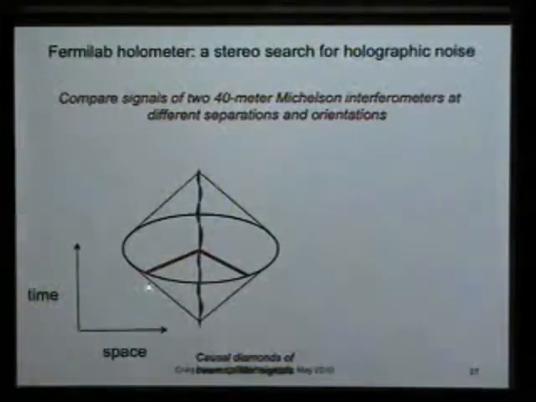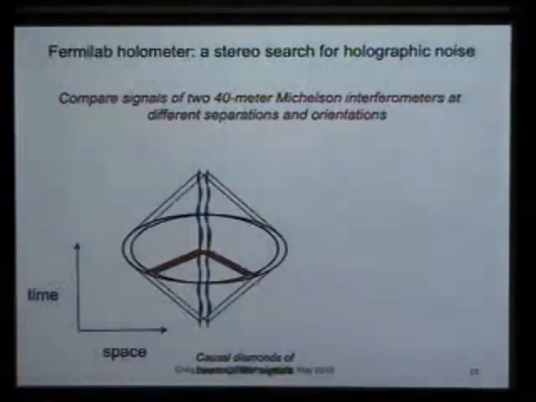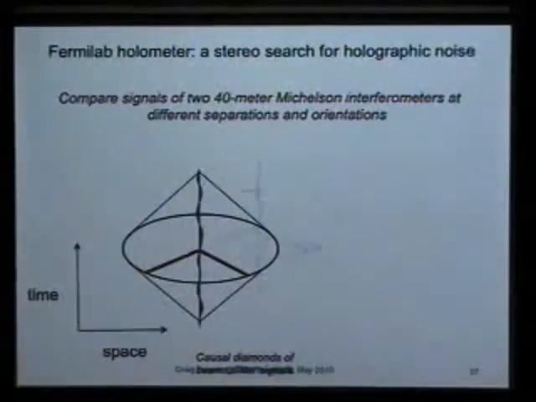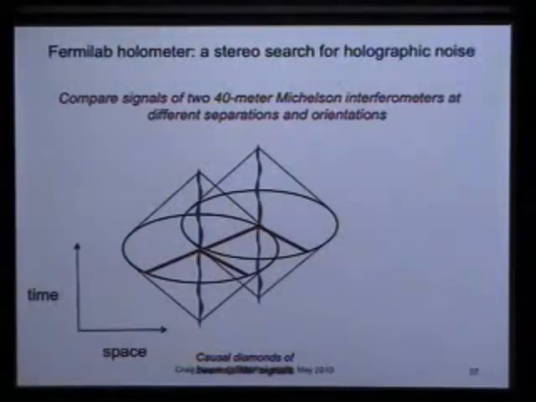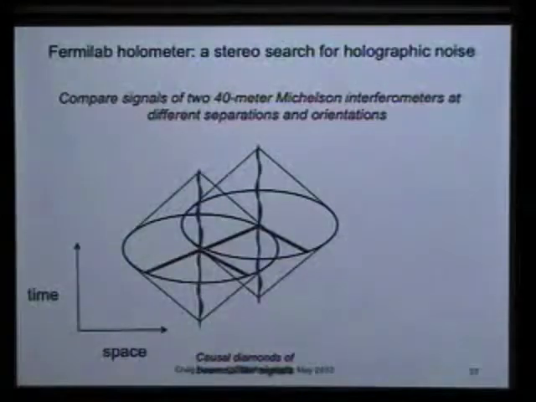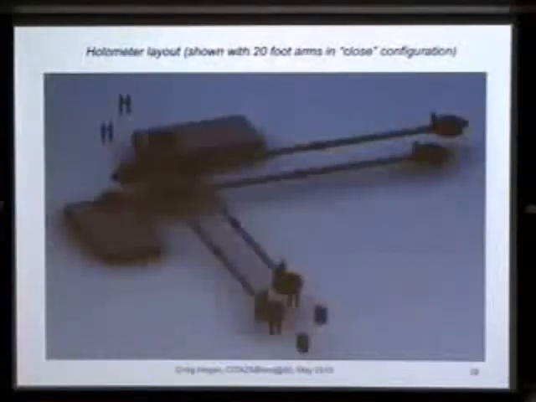So the basic idea is that you build one of these here. Again, it's a space-time diagram. You measure the correlation when they're next to each other, these are the causal diamonds. And then you can move them apart, and as you move them apart, the correlated part is the same. Then when the causal diamonds are no longer overlapped, there's no longer a correlation.